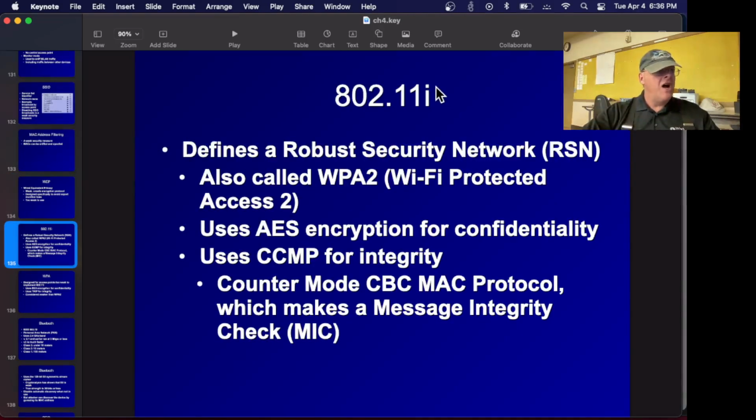All right, so 802.11i defined a robust security network, and this defined WPA2, which is a much stronger protocol than WEP.